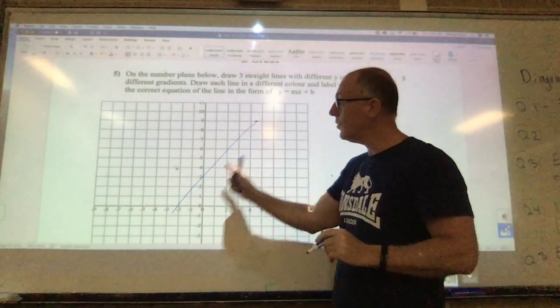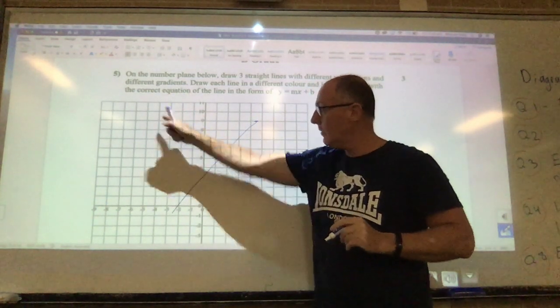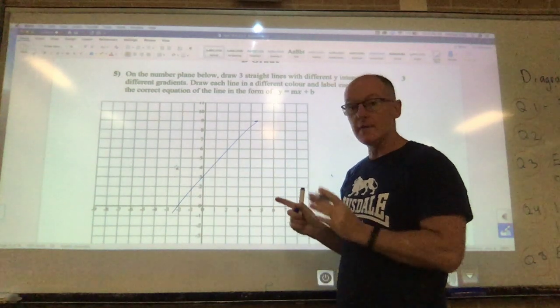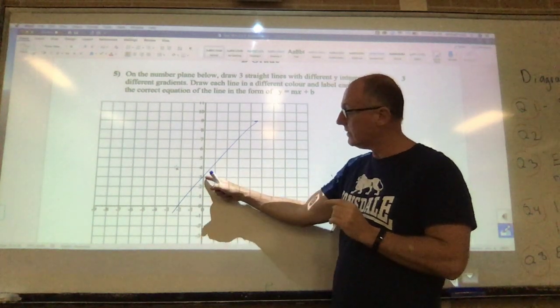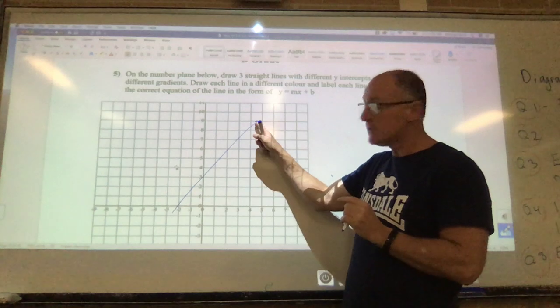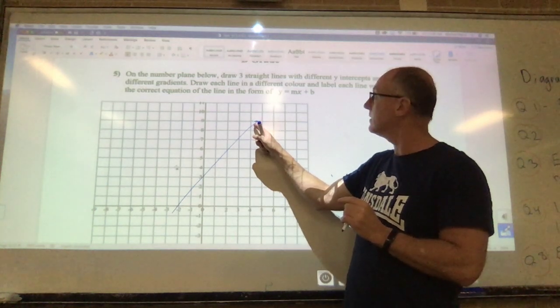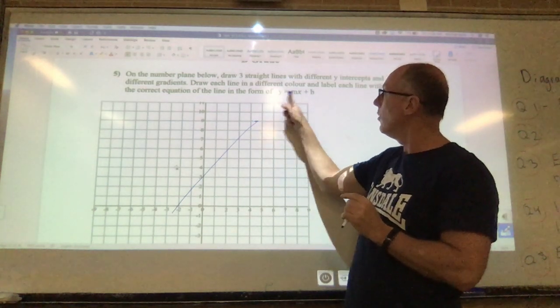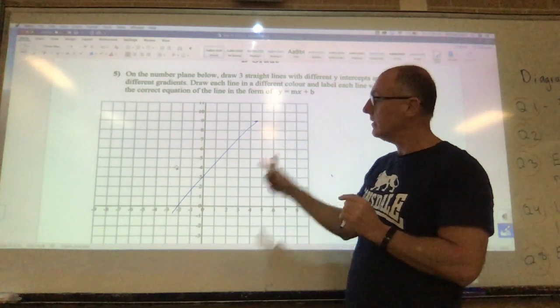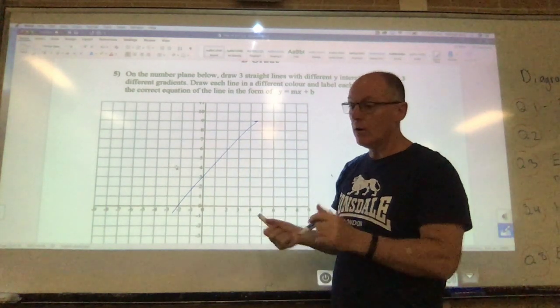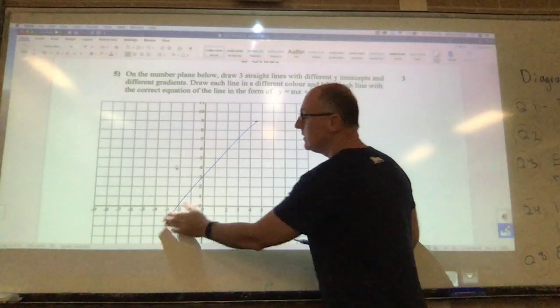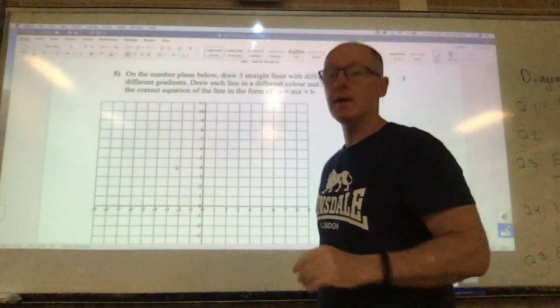And you'd have to draw your 3 lines, maybe one going that way, one this way, one that way, all of different gradients, all of different y-intercepts, and you have to work out the equation of each of the 3 lines. Okay, so it should be in the form of y equals mx plus b. So it's not hard to draw the 3 lines, but you've got to work out what's the equation of each of the 3 lines. You have to think about that.